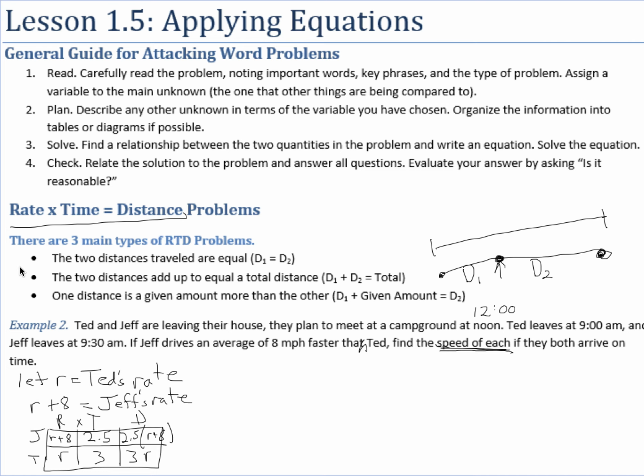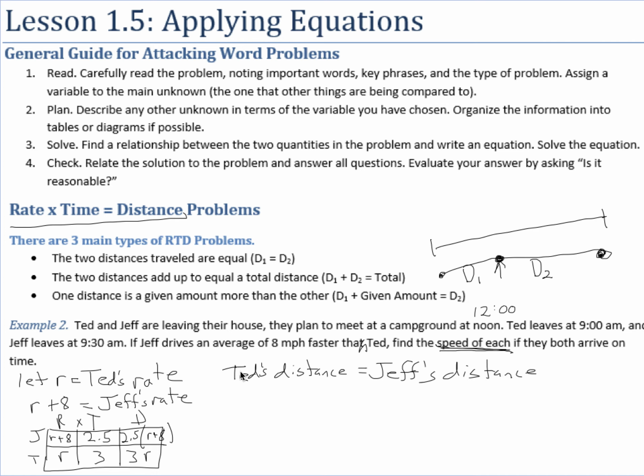Now, we have to look here. How are the distances related? Are the distances equal? Do they add up to equal a total known distance? Or is one distance a little bit more than another? And in this case, they're both leaving their house, and they meet at the campground, so their distances are equal. So we would say Ted's distance is equal to Jeff's distance. So that's an equation that we have.